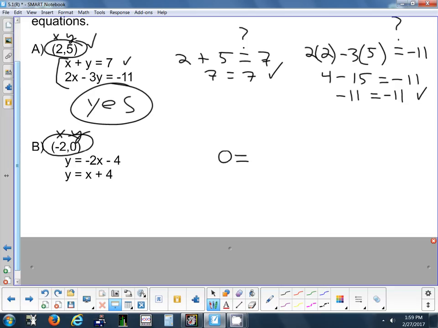And how'd you get 4? -2 times -2 was 4. Perfect. And what's 4 take away 4? 0. So does that answer work in the top equation? Yes, it does. Does that mean it's the solution to the whole problem? Not yet. We don't know. We got to check it in the bottom one.